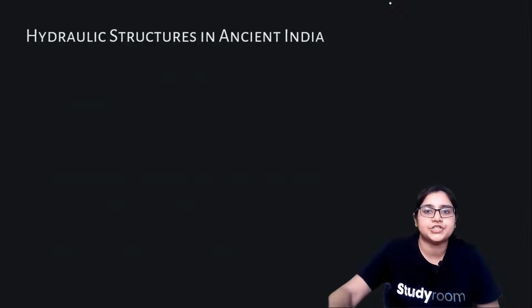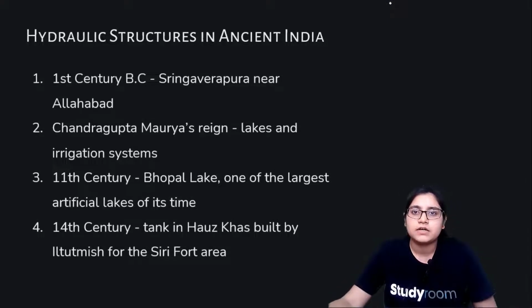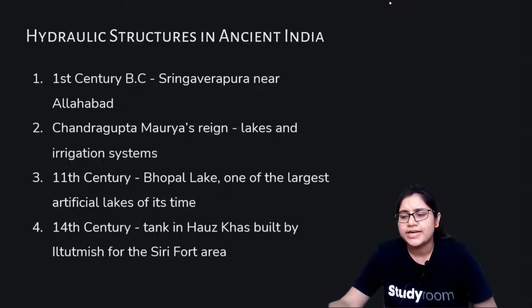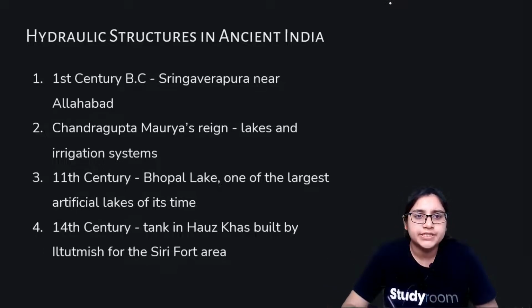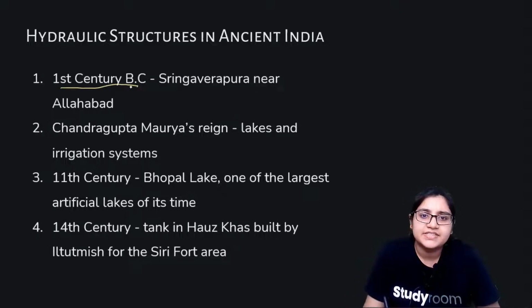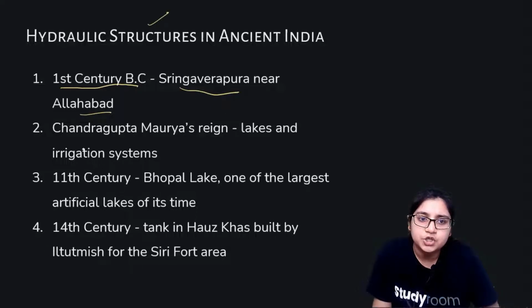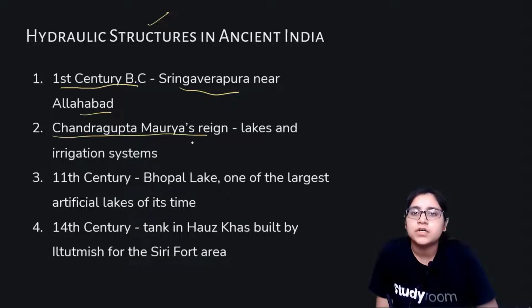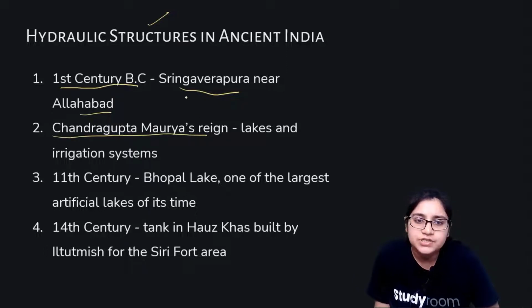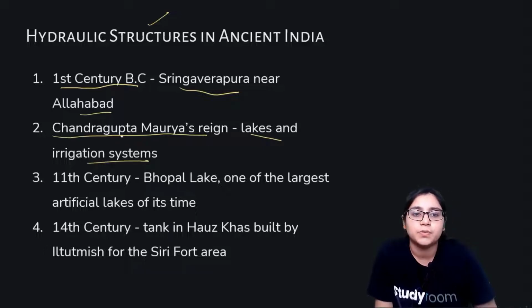Hydraulic structures in ancient India. So as you have seen, a dam is a hydraulic structure, but before independence also we had different structures in ancient India. So let's just study them chronologically. In the 1st century BC, what happened? Srivangapura near Allahabad hydraulic structure was constructed. In Chandragupta Maurya's reign, you all have heard about Chandragupta Maurya definitely in history books, lakes and an irrigation system were built by Chandragupta Maurya.